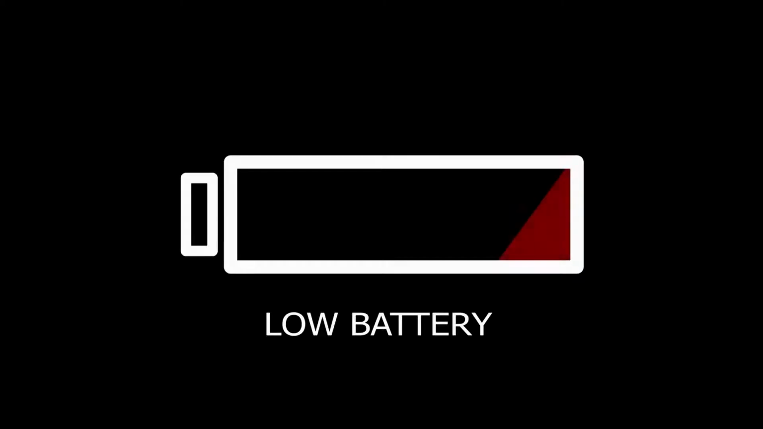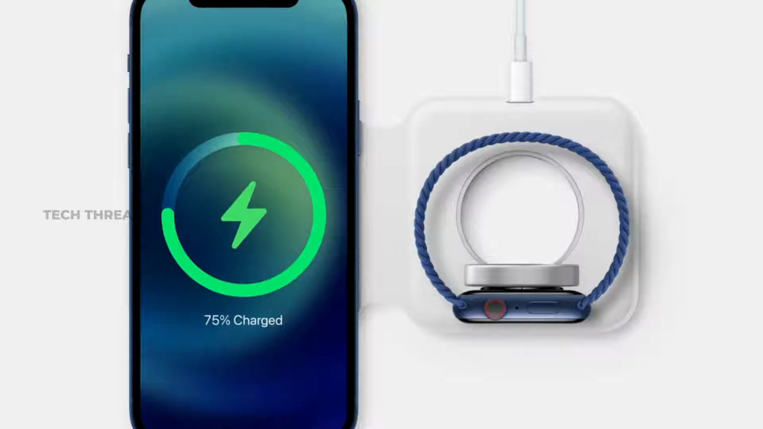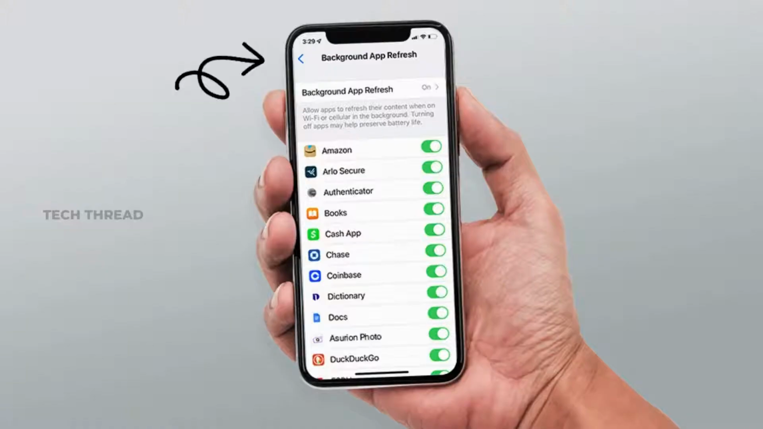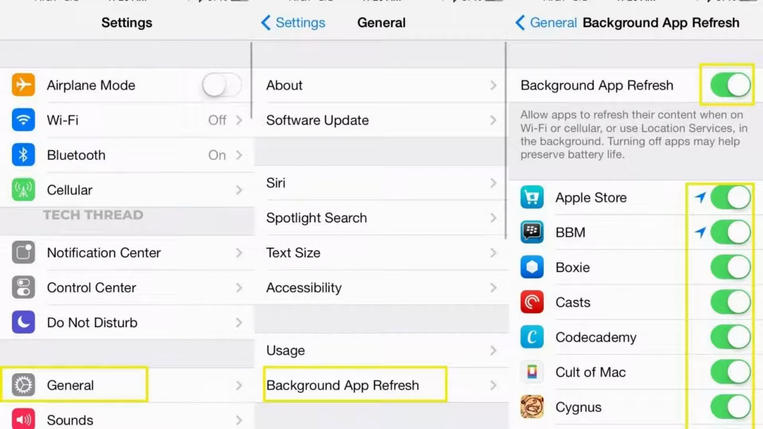After all, there's nothing worse than the dreaded low battery indicator when you need your smartphone the most. But there are a few things you can do to stretch your battery life even further, and one of them is turning off background app refresh. In this video, we're gonna look at how to turn off background app refresh on an iPhone.